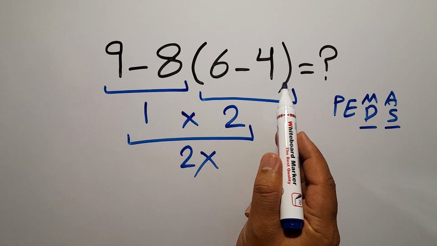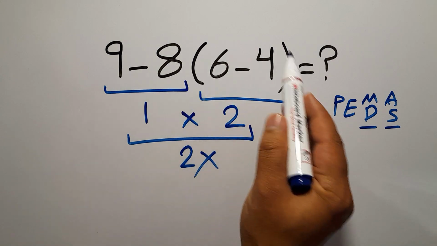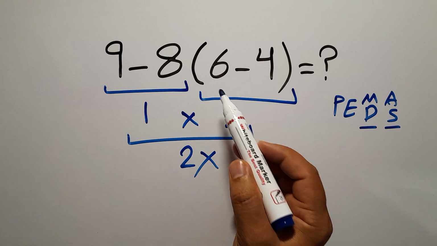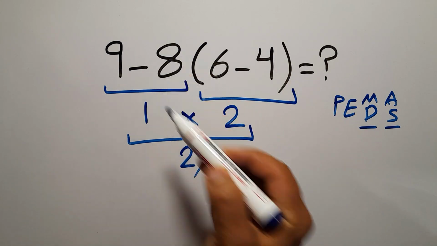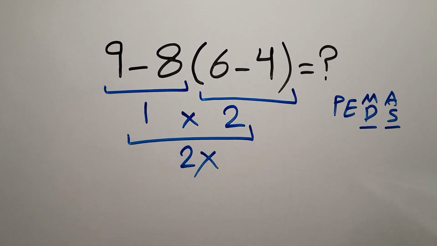In this expression we have one subtraction, one multiplication, and one set of parentheses. According to PEMDAS, first we have to do these parentheses, then this multiplication, and finally this subtraction. Okay, let's do it.